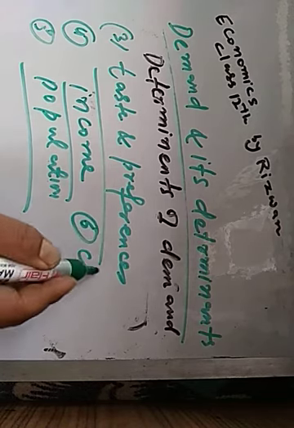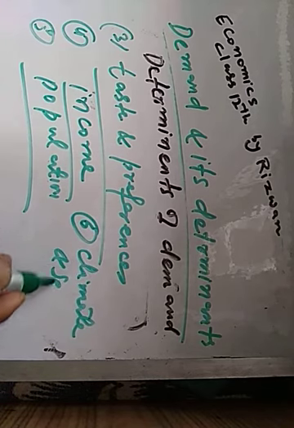And the sixth one is climate and season. Climate and seasons also play an important role while affecting the level of demand. During the hot season, during the summer season, the demand for ice cream is very high, at peak level, while in the winter season its demand falls, or it may be almost nil. Similarly, during the winter season, demand for woolen clothes increases and demand for cotton clothes is low. And in the summer season, demand for cotton clothes is very high and demand for woolen clothes is very low or nil.